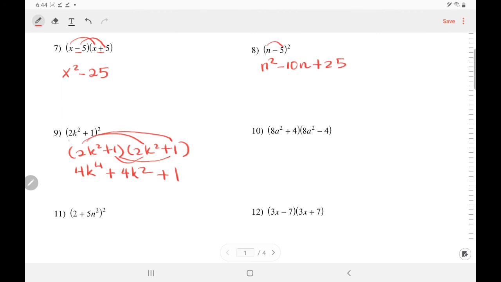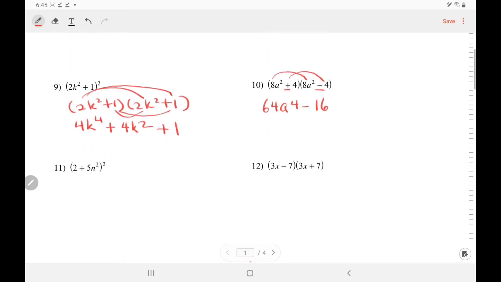Number 10 is different than number 9. Number 9 was squaring a binomial, so you get a trinomial. In number 10, that's a difference of squares. 1 plus, 1 minus. So you know the two middle terms will cancel out. So multiply the two first terms to get 64a to the 4th. Multiply your two last terms to get negative 16. Let's do a couple more.